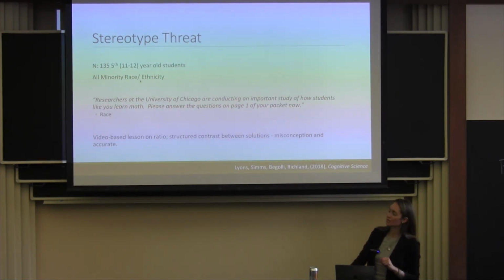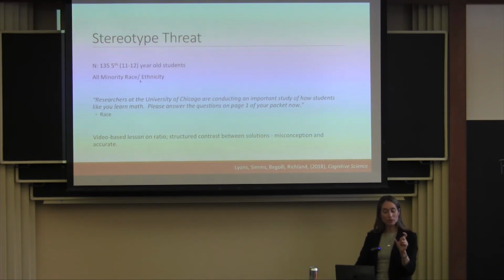So here, in this stereotype threat paradigm, this was with 135 fifth grade students, and this is part of Emily's dissertation, so you may hear her talk about it later. The students involved in this study were in schools where there were minority race or ethnicity participants, mostly African American and Latino participants.